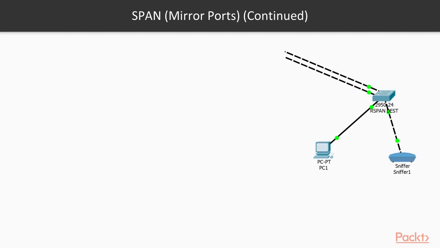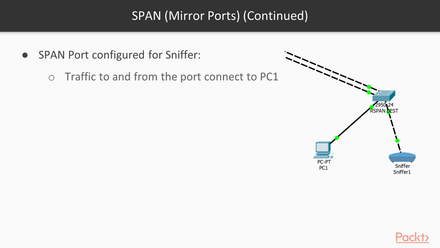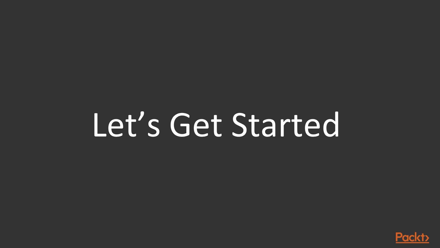So let's take a look at what this looks like in a graphical sense. Here is your switch, and here is the computer you want to monitor. And then this is the sniffer or the packet capture machine that you're using to review the packets. Once you configure the sniffer interface that you're using, traffic to and from the port connected to PC1 here would also reach the sniffer port. All right, so let's get started with an example.